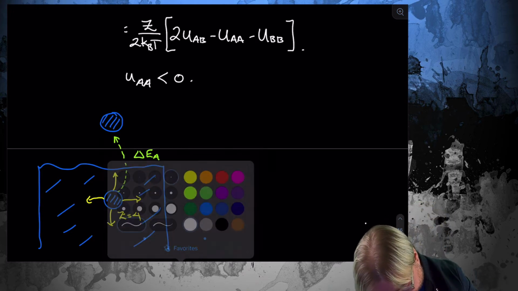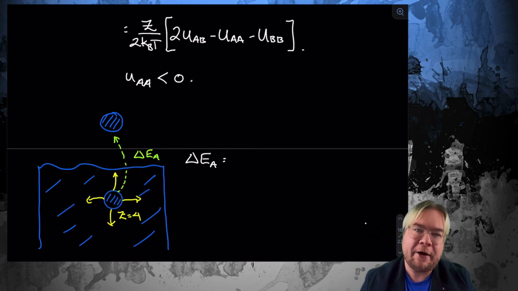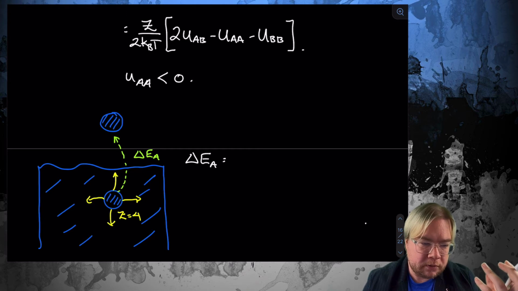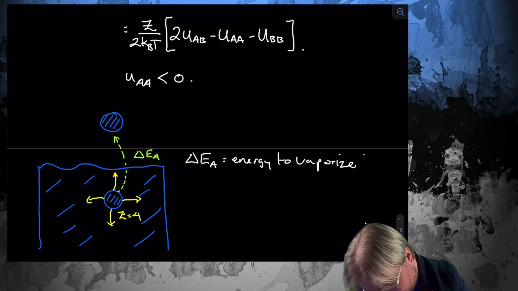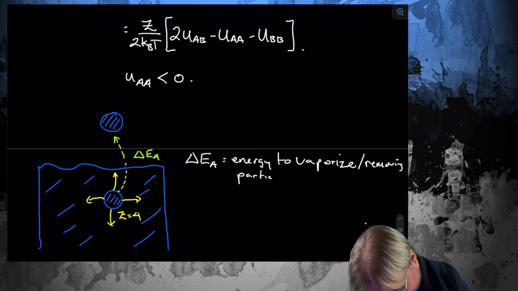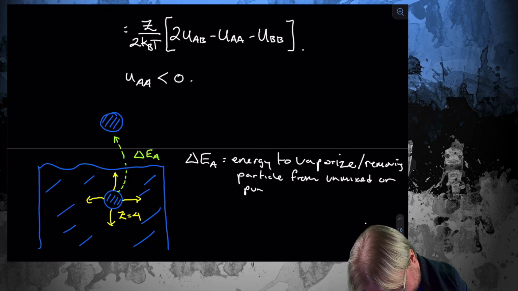So this delta EA is going to be the energy it takes to remove a particle from its condensed pure phase. So it's the energy to remove, it's actually the energy to vaporize, but it's also removing the particle from the unmixed or pure state.